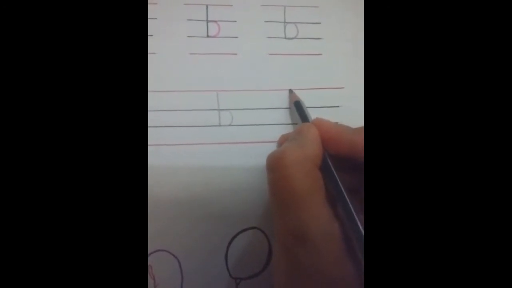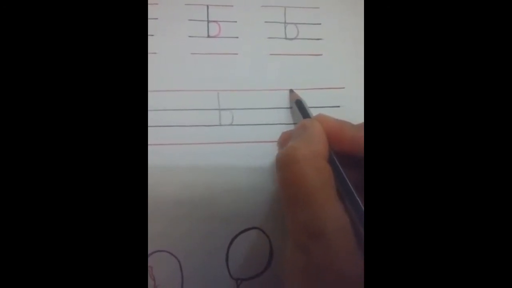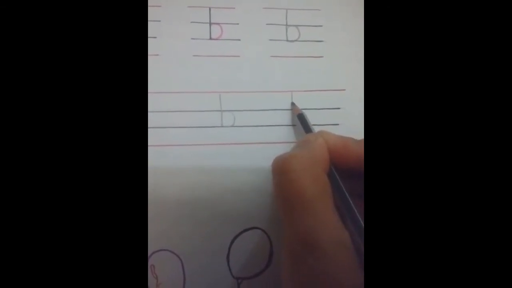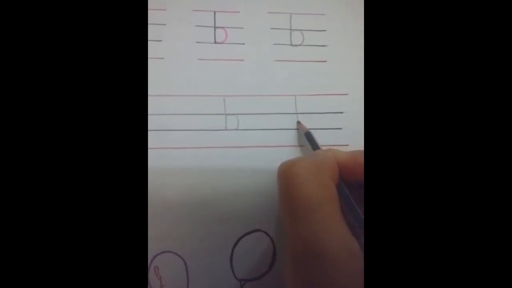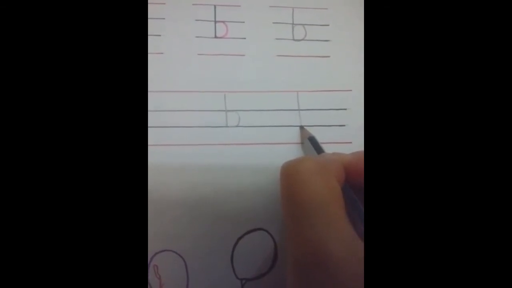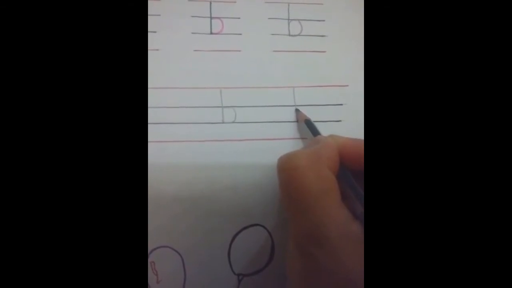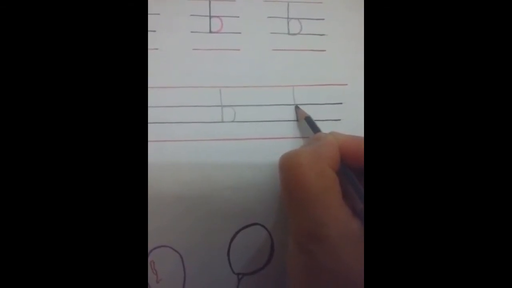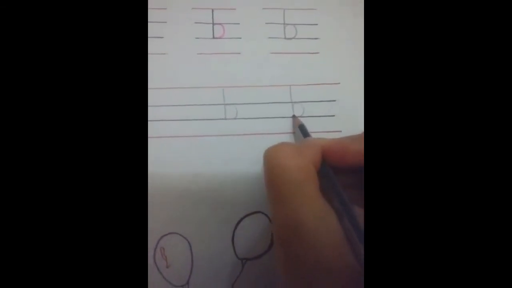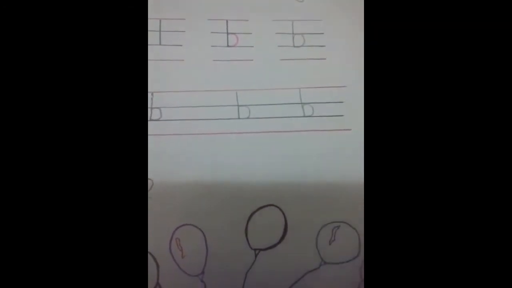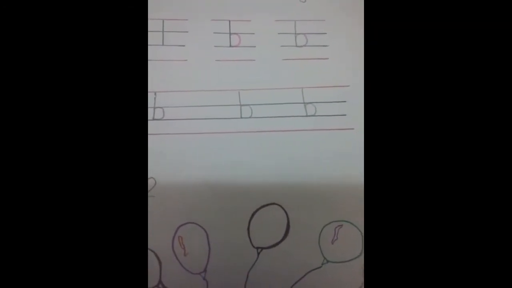I will start from the top line for small b like this. First, you will make a straight line like this and touch the baseline. Now, overlapping these two lines, and here you will make a clockwise half circle. This is letter B. This is small b. Very good.